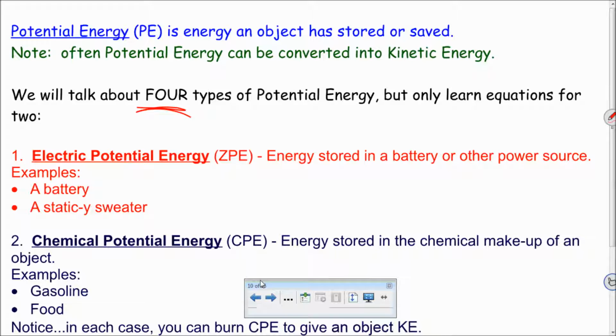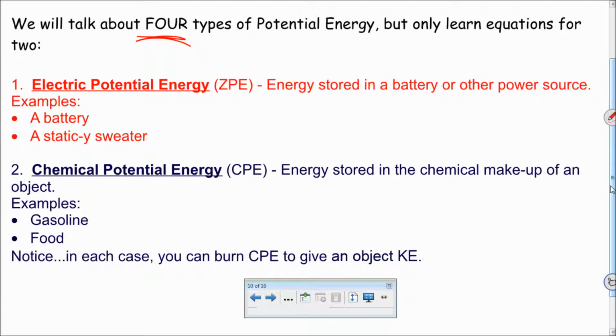And in both cases, you can take energy from a battery, energy from gas, energy from food, and convert that to kinetic energy. Okay? So these guys, we're really not going to do any calculations with these, but I want you to understand that they are, technically speaking, forms of energy. Okay? Cool? All right, a quick comment about this chemical potential energy thing here.